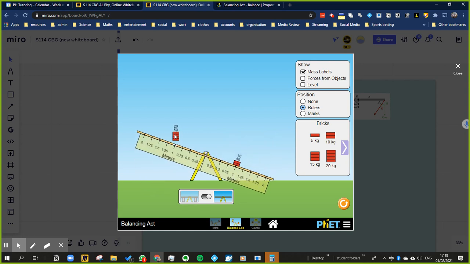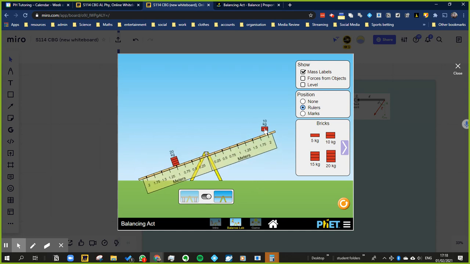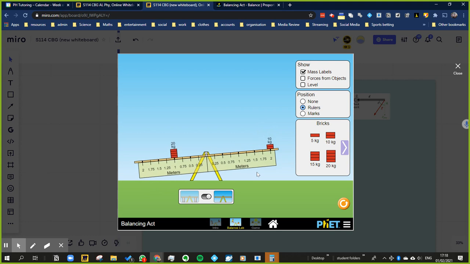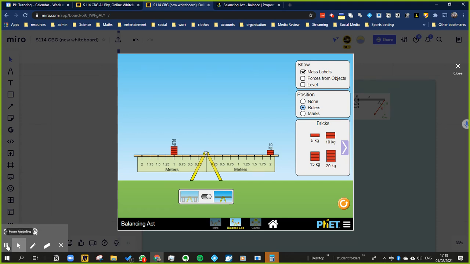Place the 20 kilos at 1 meter and the 10 kilos at 2 meters. And now they are balanced because 1 times 20 is the same as 2 times 10. Okay? So let me just take a snapshot of that.